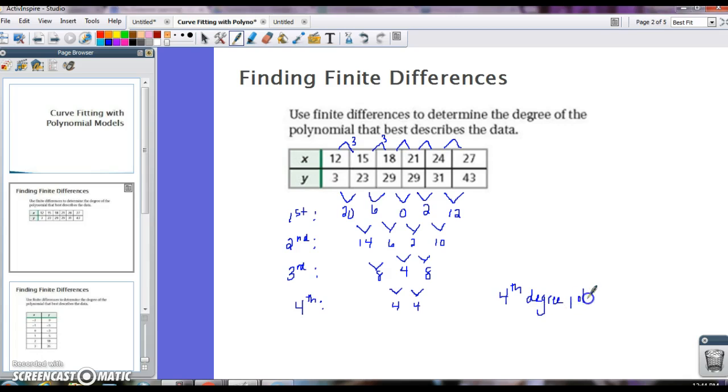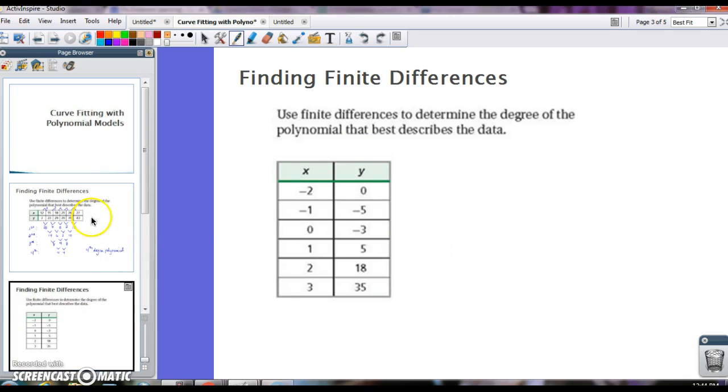Now, in your book, it gives specific names for those. It calls it a quartic. Third degree is cubic. I'm not really worried about those names. You can just keep it as fourth degree or third degree or fifth degree or whatever it happens to be. Sometimes the data is laid out this way, sometimes it's laid out more vertically. The process is still exactly the same. You're just going to go through and do the same thing.